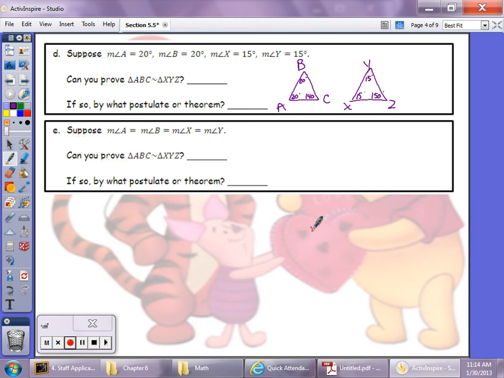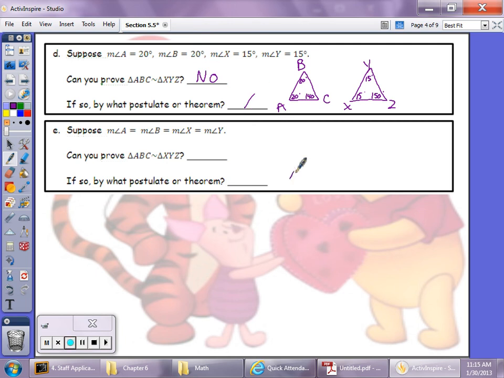Because we have not been given any of the sides, the only postulate or theorem we could look at would be angle-angle. And in order for that to work, we have to have at least two angles of one triangle congruent to two angles of the second triangle. And as you can tell, we do not have that scenario. So we would say that we cannot prove these triangles similar. Therefore, we don't have a postulate or theorem to support that.